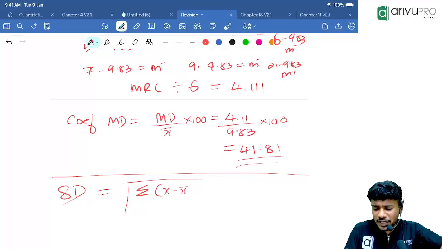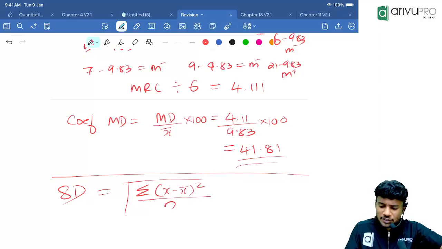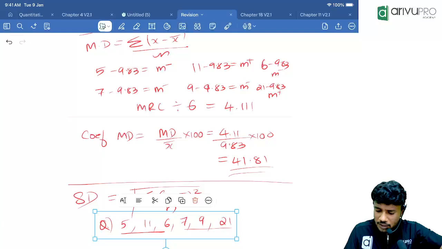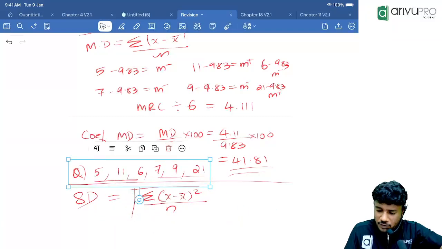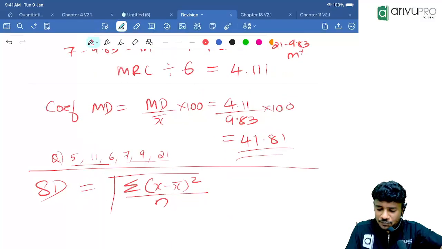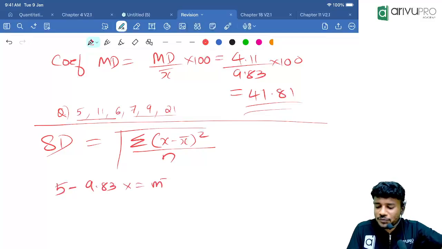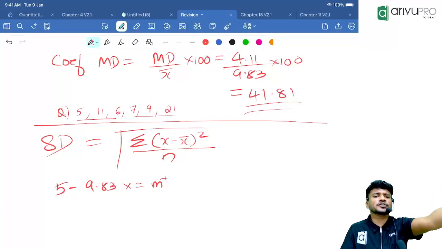Summation of (x minus x bar) the whole square divided by what? N. Now, x minus x bar. First x value was how much? Let me paste it over here. Which is the first x value? 5. So, everyone take your calculator. 5 minus 9.83 into equal to, M plus. Why into equal to? Because the square is there.